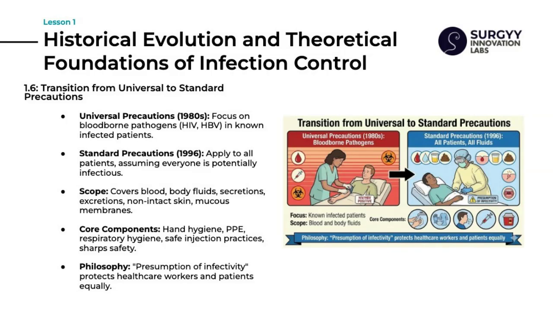The scope of these precautions covers blood, body fluids, secretions, excretions, non-intact skin, and mucous membranes. Core components include hand hygiene, PPE, respiratory hygiene, safe injection practices, and sharp safety. The underlying philosophy is the presumption of infectivity, which serves to protect healthcare workers and patients equally by maintaining a constant level of vigilance and protection during every clinical encounter.